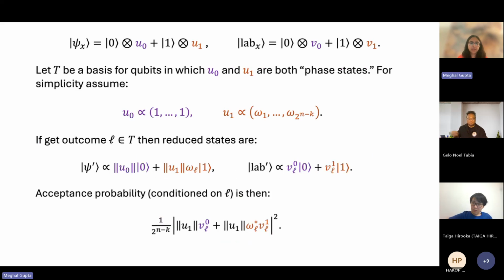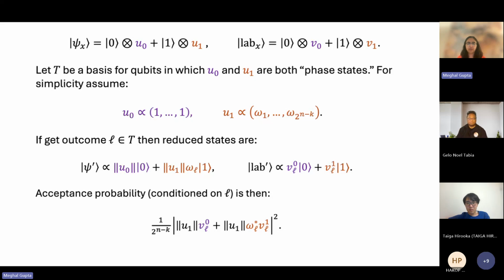Okay, cool. So to do the calculations that say, if we actually have any such basis T, then we're done. If you get any outcome L, then the reduced state psi prime would be this quantity, and the reduced state phi prime would be this quantity that's on the slide. I'm not going to go through the equations super carefully. If you just compute what the reduced states are, that's that. And then the acceptance probability is their inner product. If you compute that, you get the value on the bottom of the slide.